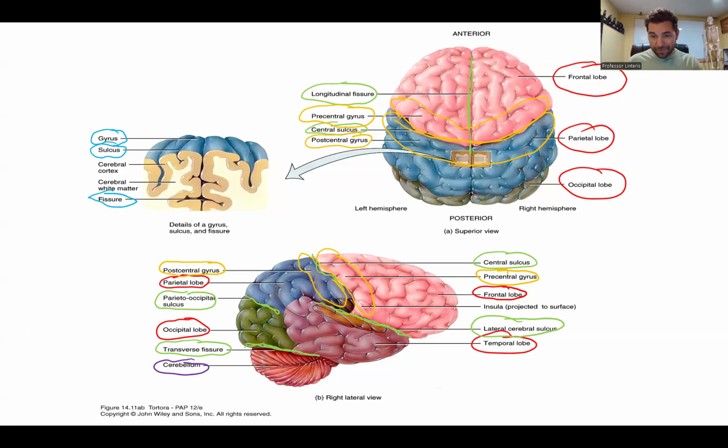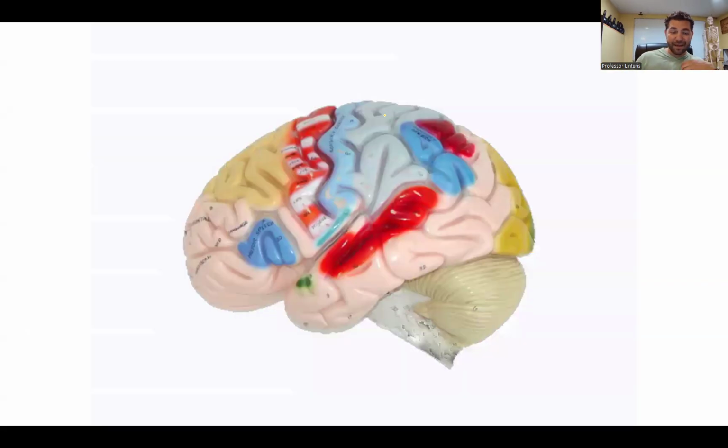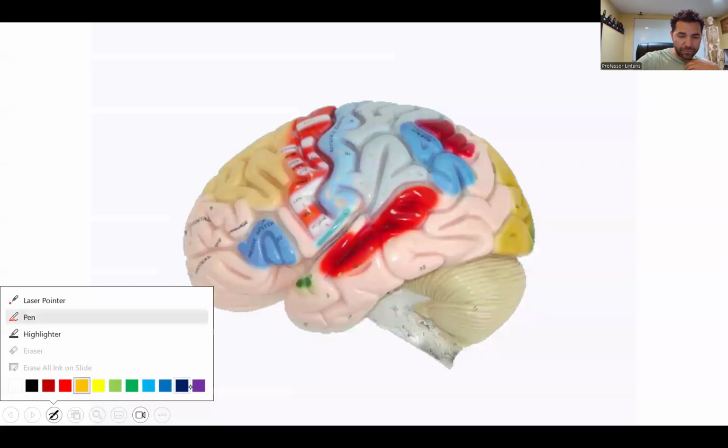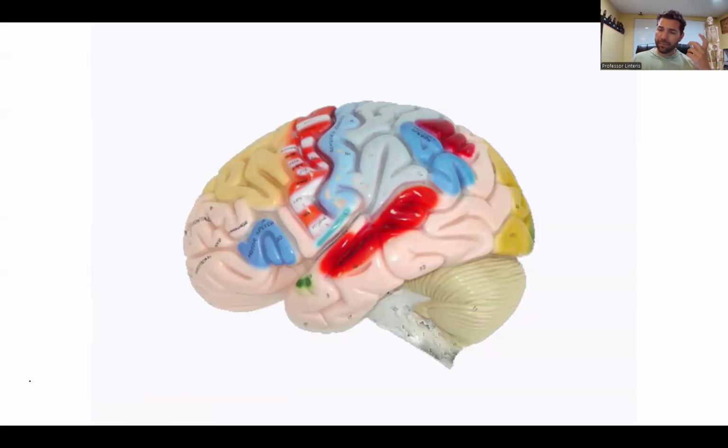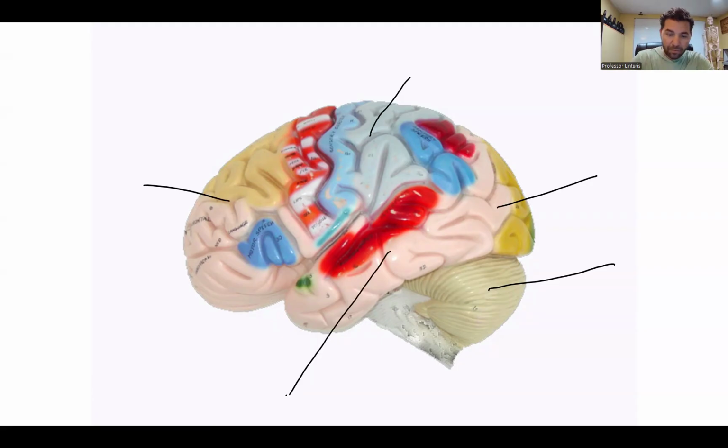So what we're going to do now that we know the basics is go through and label, or at least highlight, some important components that we should be able to recognize on these models, right? Right off the bat, we can see the cerebellum. We can see the different lobes: occipital, parietal, frontal, and temporal. We can see a few sulci, the central sulcus and the lateral sulcus. The parieto-occipital sulcus is right back there. You can't really see it that great on here.